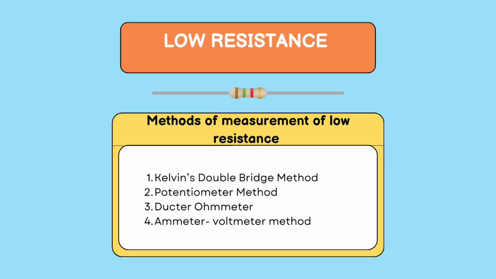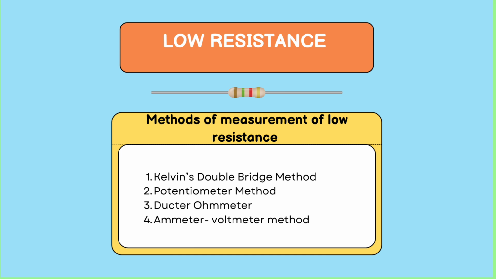The methods used to measure low resistance. It lists 4 primary methods. 1. Kelvin's double bridge method. This method is commonly used due to its accuracy and ability to minimize errors caused by contact resistance. It involves balancing 2 Wheatstone bridges to determine the unknown resistance.